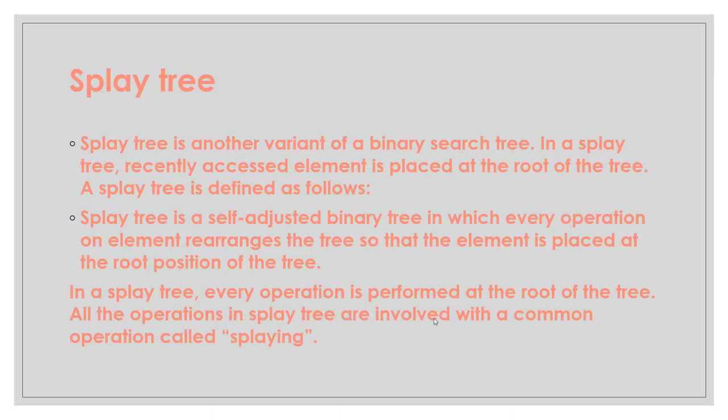In a splay tree, every operation is performed at the root of the tree. All the operations in a splay tree involve a common operation called splaying. The rotation in all the operations in a splay tree is called splaying. So you have to be familiar with this word splaying, because it is mainly used in the splay tree. Splay trees are self-adjusting binary trees in which every access, insertion or retrieval of a node, lifts that node all the way up to become the root, pushing the other nodes out of the way to make room for this new node in the modified tree. Hence the frequently accessed nodes will frequently be lifted up and remain around the root position.